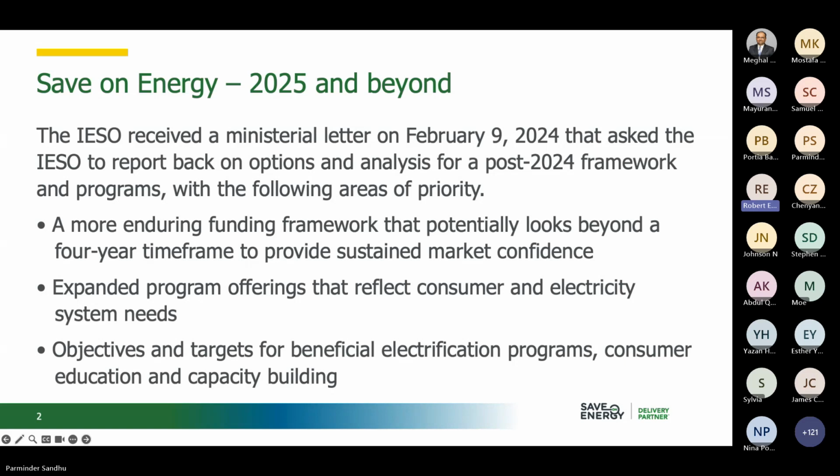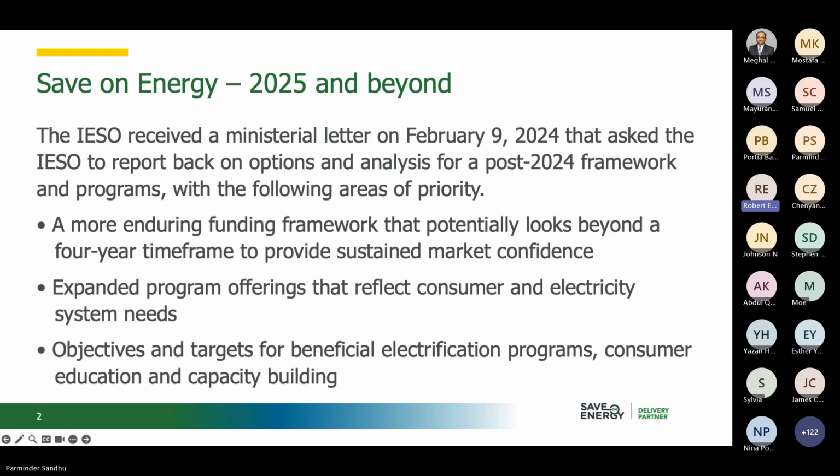Before I hand it back over to Myron, I wanted to share some good news with you all. The ISO received a ministerial letter on February 9th, 2024, that asked the ISO to report back on options and analysis for a post-2024 framework and programs with the following areas of priority. And I'm going to read each one of them. There are seven. And this is very encouraging news for us at the ISO, Save on Energy, and for you in the market. So a more enduring funding framework that potentially looks beyond a four-year time frame to provide sustained market confidence. This will allow you to be able to forecast capital expenditures in your budgeting and know that incentive programming will be there for a duration.